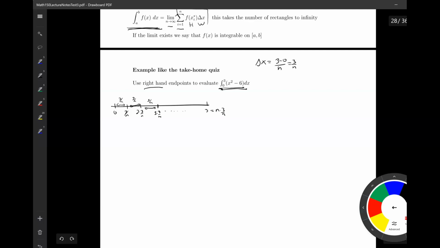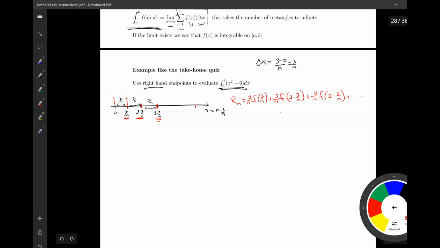All right, so let's talk about setting up R sub n. Rectangle number 1 here, the right-hand endpoint is going to be this term here. So it'll be a width of 3 over n, and then I'll have f of 3 over n to get the height. Plus, the second rectangle will be width of 3 over n, and between these two edges, this is my right-hand endpoint, so f of 2 3 over n's. Plus, and then again, rectangle number 3 has these two edge points, so I'm going to use 3 over n, f of 3 3 over n's, dot, dot, dot.